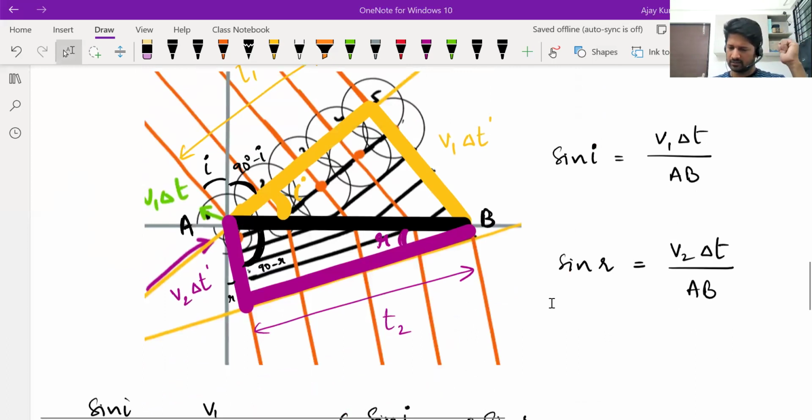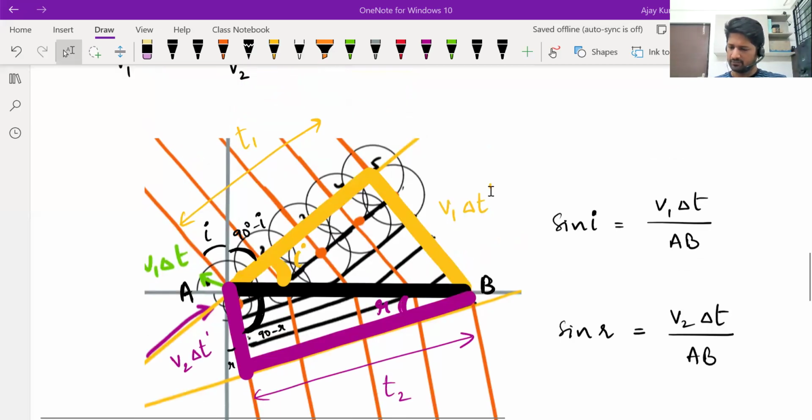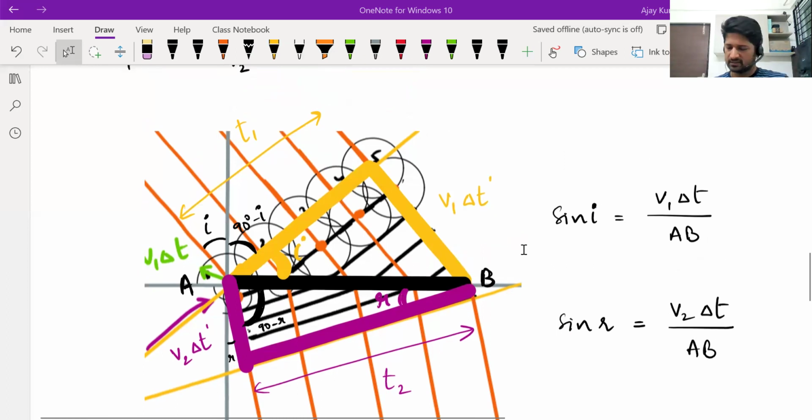Pradyun, what exactly are you trying to divide to get in terms of tan? Okay, you wrote tan I is V1 delta T divided by T1, and you wrote tan R is equal to V2 delta T divided by T2. And you wanted to divide them. Okay, that also can be done. Let's look at it that way also. Tan I is opposite side V1 delta T divided by adjacent side T1.